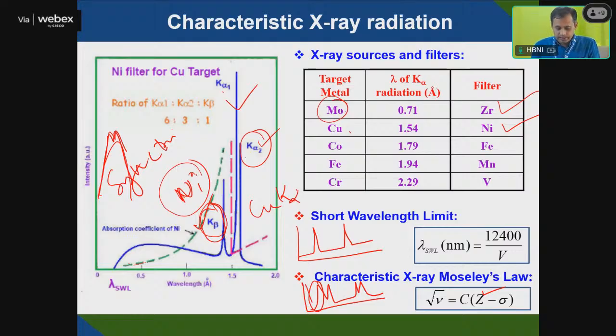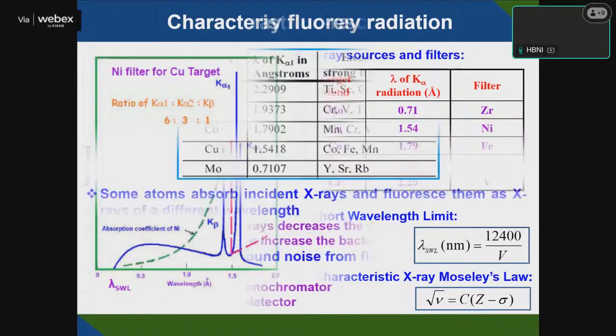Okay, but still at the top you can get a little bifurcation, that is K alpha 1 and K alpha 2, and that can be separated out if you use a high energy synchrotron source X-ray. Being a synchrotron source, it is highly monochromatic, and because of that you will not get K alpha 2.